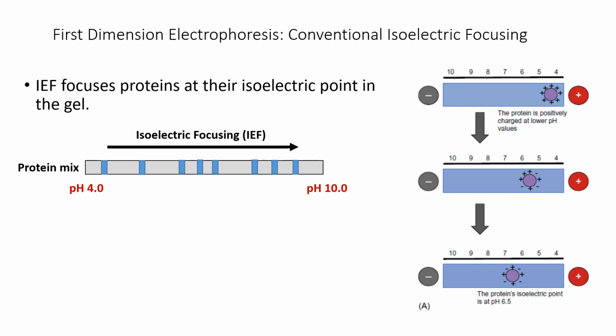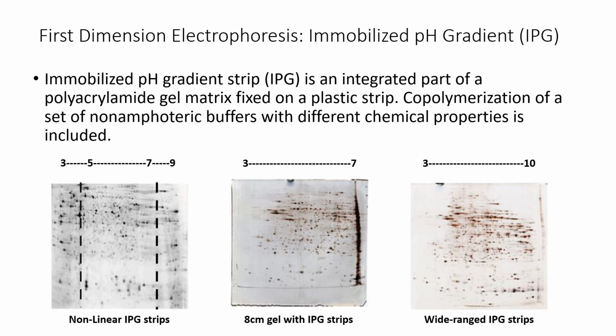And after the isoelectric focusing, we can do the second electrophoresis. But for the first dimension, another option is called the immobilized pH gradient strip, IPG, which is an integrated part of a polyacrylamide gel matrix fixed on a plastic strip and copolymerized with a set of non-amphoteric buffers with different chemical properties.